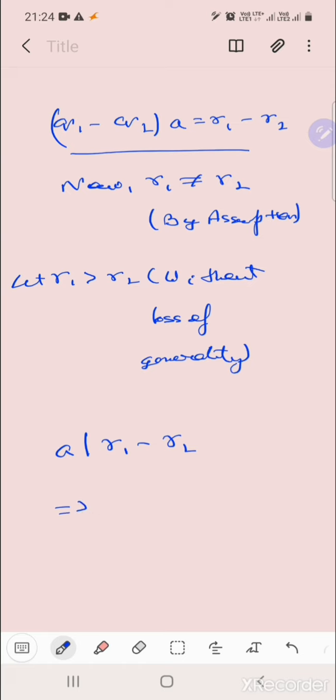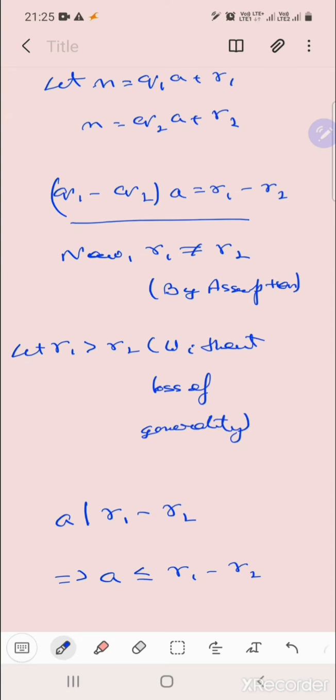So what does that mean? That basically means that a is less than or equal to r1 minus r2. Got it? Clear?